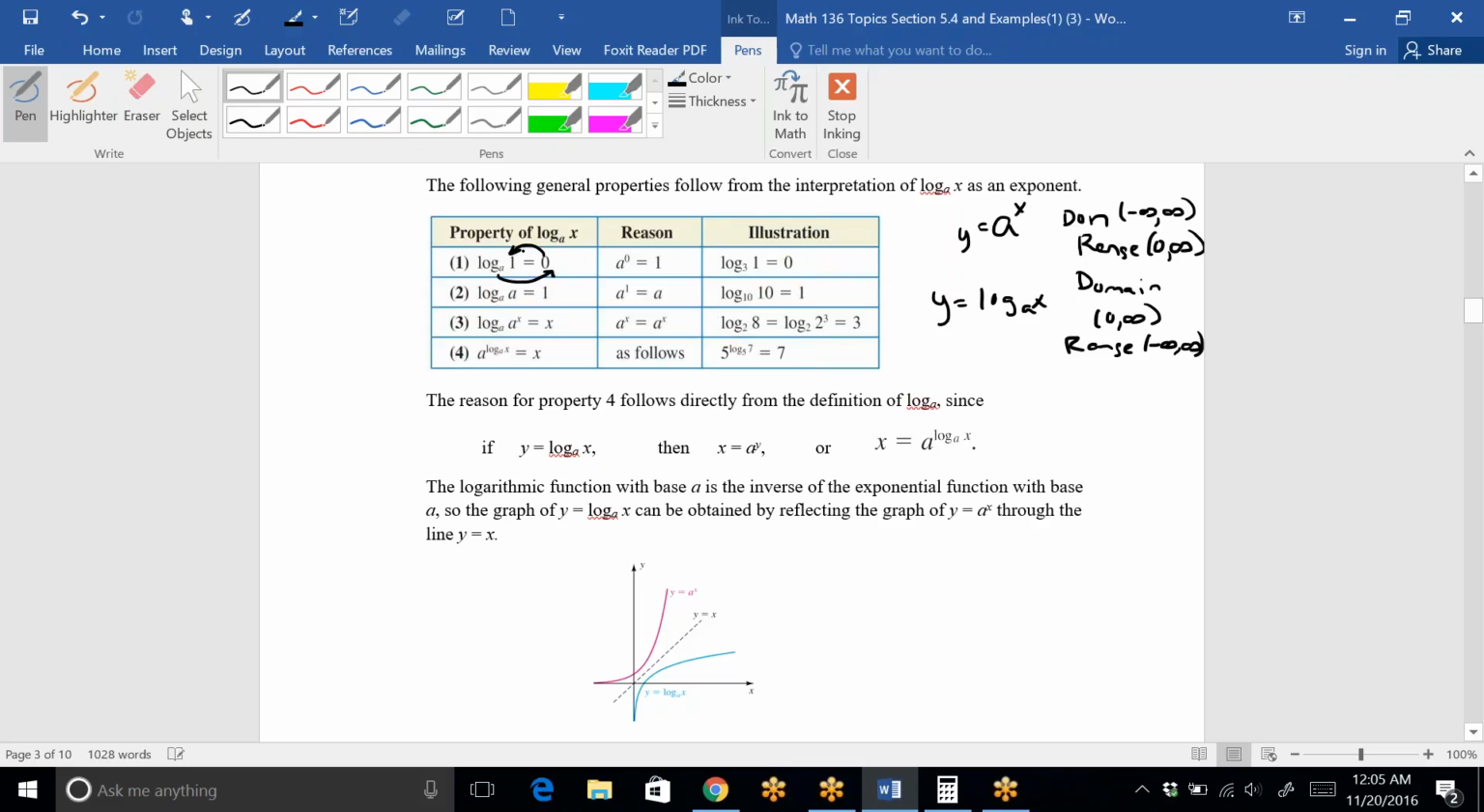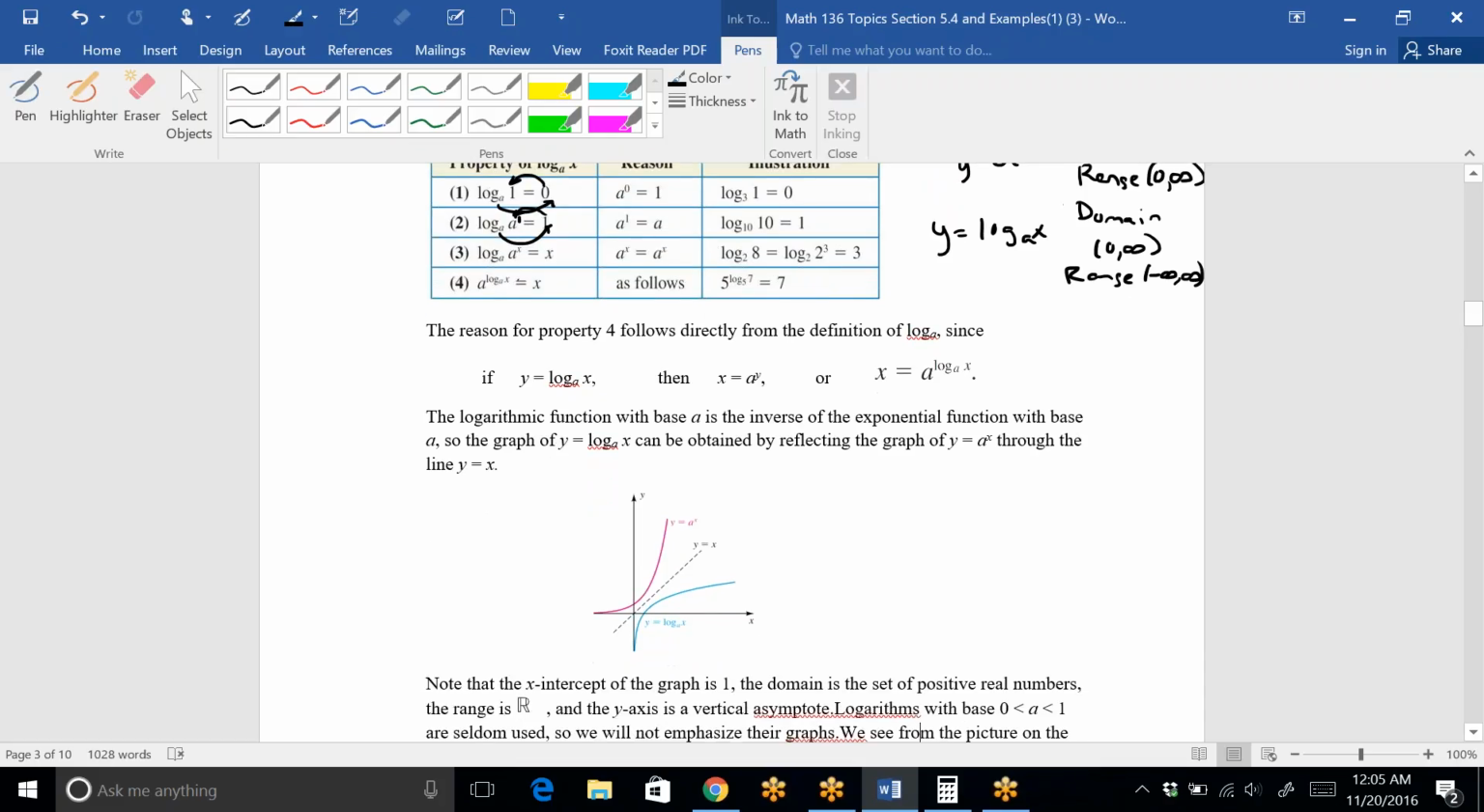So here's some things you have to know. Anything to the 0 power is 1. So anytime your argument is 1, the answer is 0. A to the first power is itself. If the base and the argument base match, the answer is the exponent on that argument, which is a 1. Here again, log a of a to the x. The a matches, so it's just the exponent. Some variation here, this is a when the log is the exponent, but the base still matches as an a, so that means it's just the x.